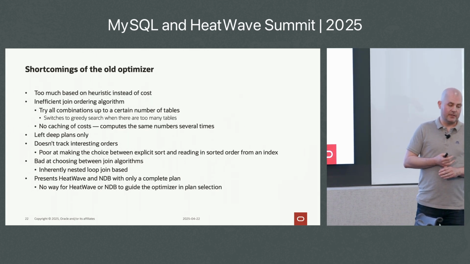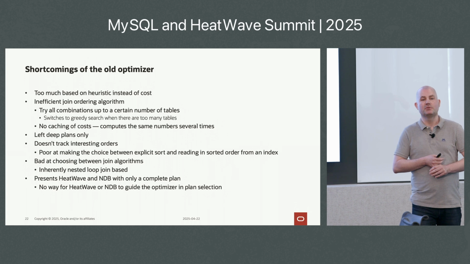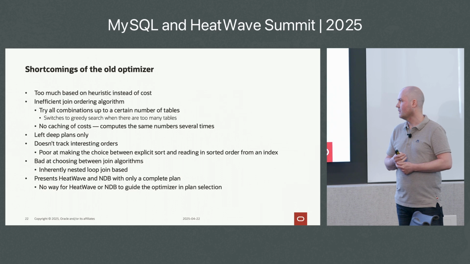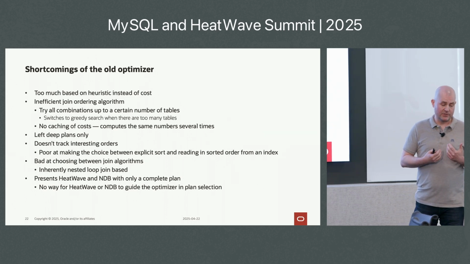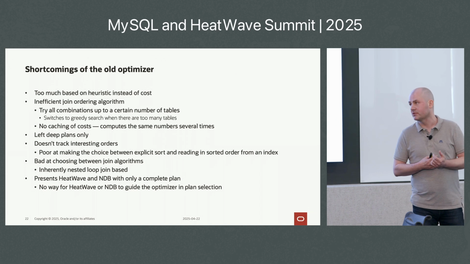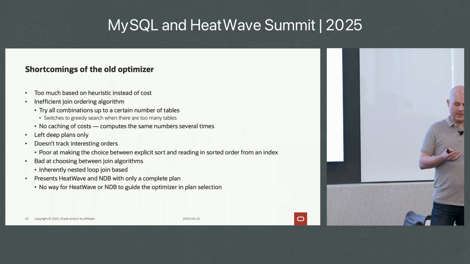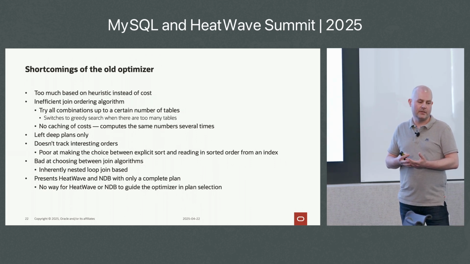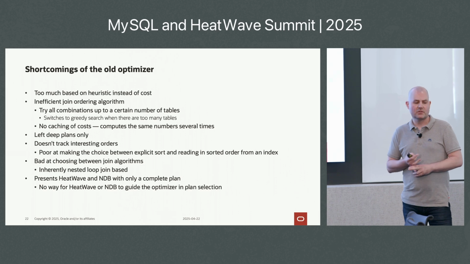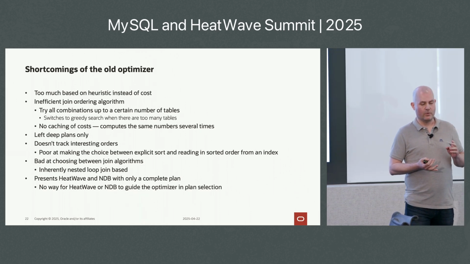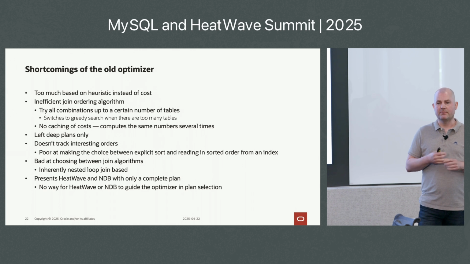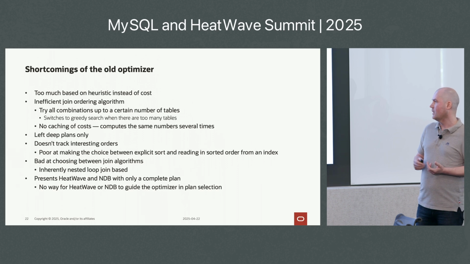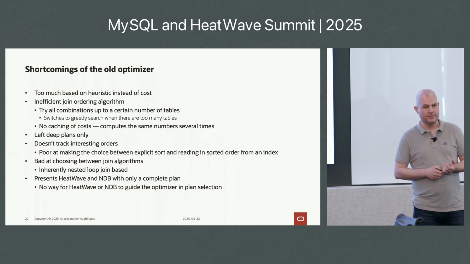It's not good at choosing between hash join and nested loop join. It's basically nested loop join focused, and then hash joins are an afterthought. And for us, it's very tied to InnoDB and MyISAM and those engines, not so much suited for NDB or for the HeatWave column store, which have different execution models. NDB is much closer to InnoDB, so that's pretty okay, but HeatWave really presented a problem for this optimizer.